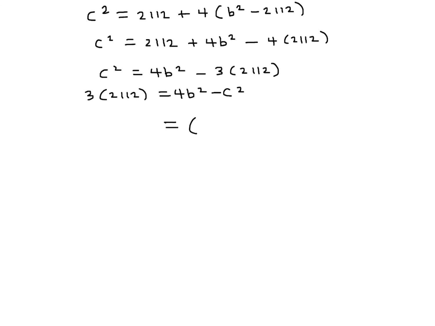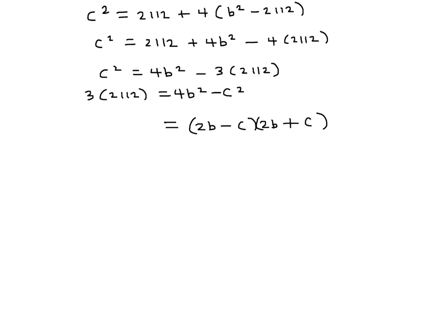We can factor this. Perhaps that will help. (2b minus c)(2b plus c). And then this number that we have, 3 times 2112. Is there anything unique about it? Does it help us in any way?